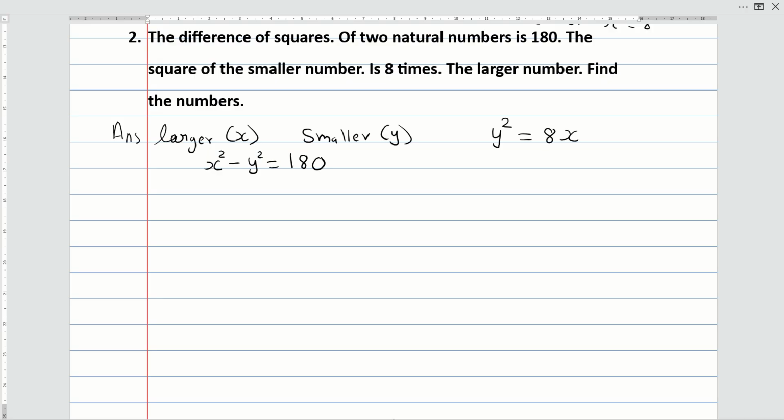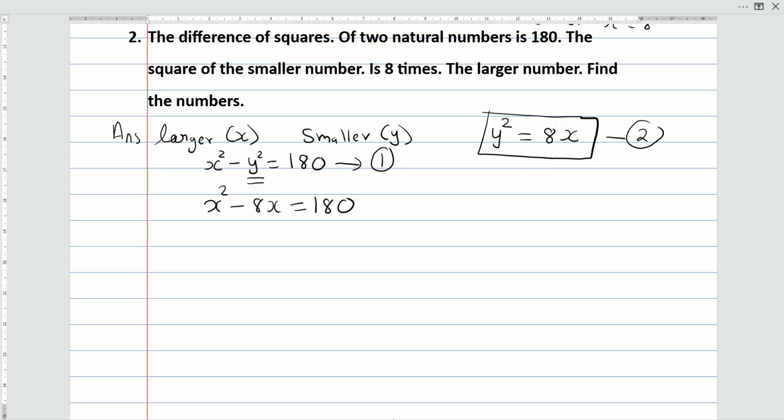Fine. If you see, the first one is the first condition and this is the second condition. If you see carefully, can I substitute the value of y square in equation 1? Yes, I can do that. So it will be x square minus 8x is equal to 180. I hope you understood this. Instead of y square, I have substituted from equation number 2, y square is equal to 8x. So the quadratic equation is in front of you.